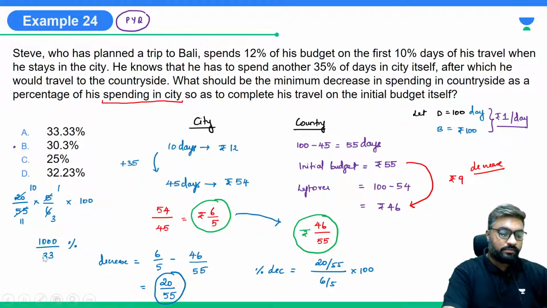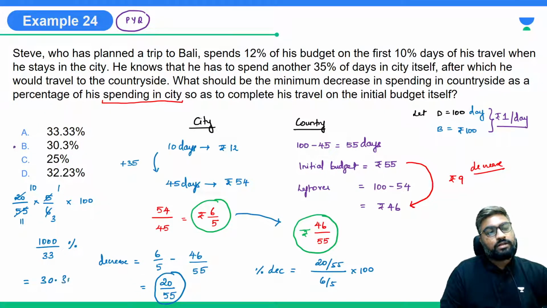Got this, guys? So 1000 by 33, we know that 1000 by 30 is 33.33%, तो इसका approximately 30% आना चाहिए. Precise value will be 30.303030%. Okay, clear, guys?